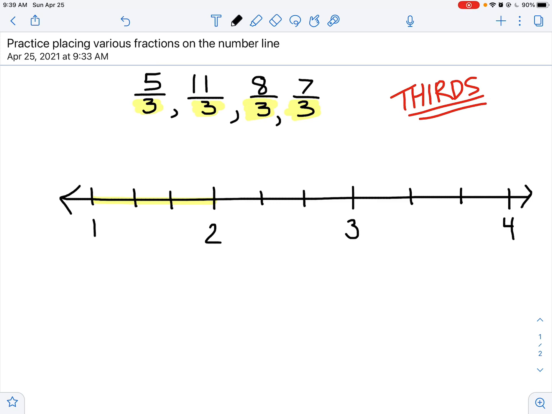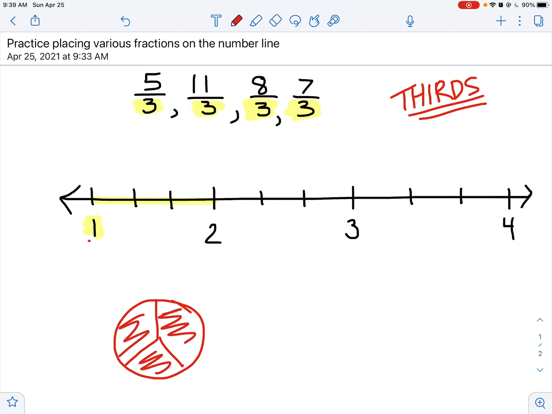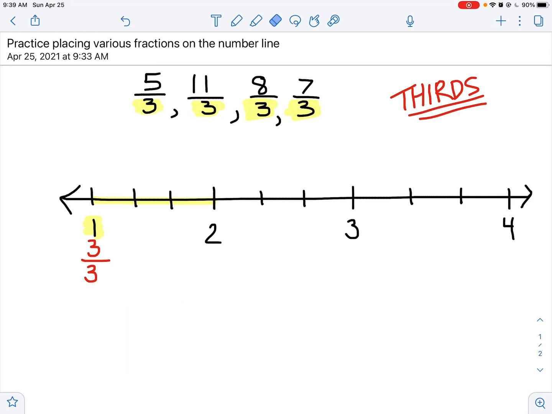Now I can start to label and think about where I would place these fractions on the number line. So again, looking here that we're starting at the whole number of 1, how many thirds makes one whole? Well, if we have one whole cookie in thirds and we have all of it, we have 3 thirds because 3/3 makes one whole. Now we can continue to label. Now you have a choice.